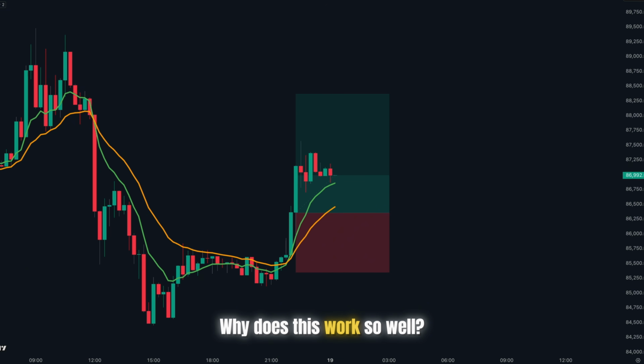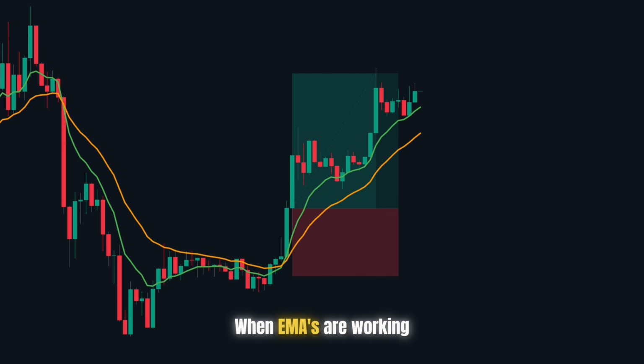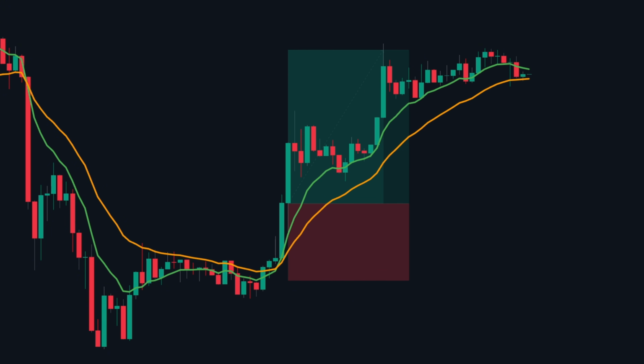Why does this work so well? Because trending markets repeat behavior. When EMAs are working, they keep working. When a market is trending strongly, each crossover leads to a meaningful move. The signals are clean. The follow-through is there.